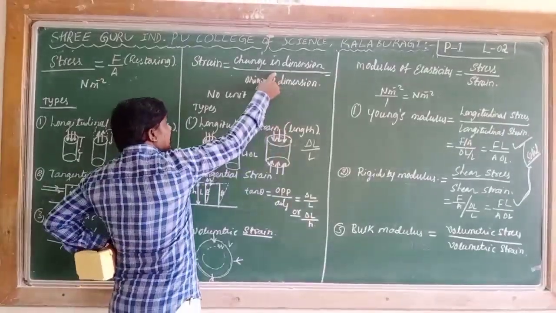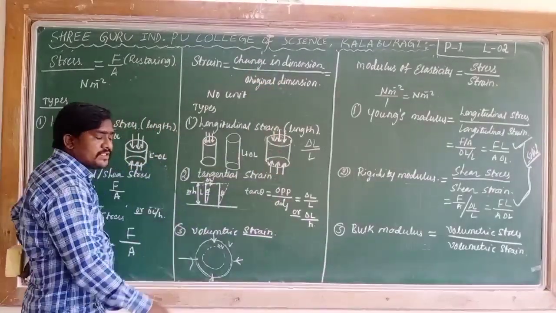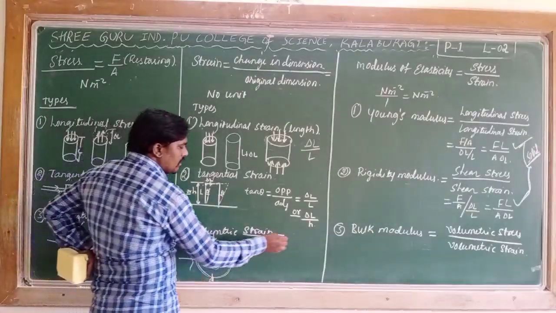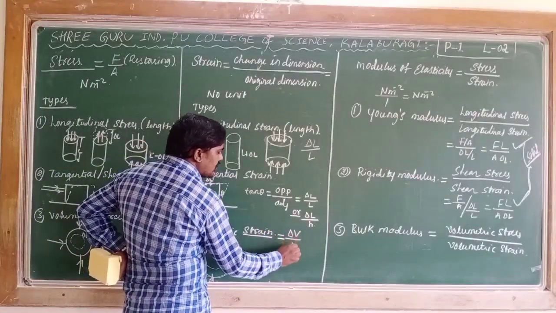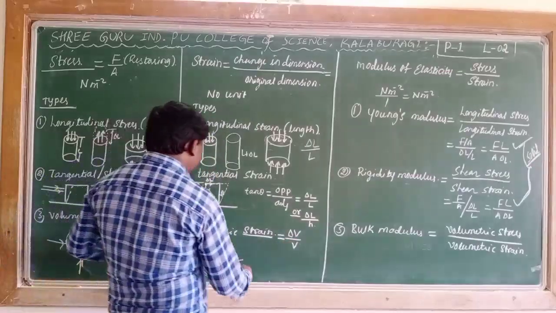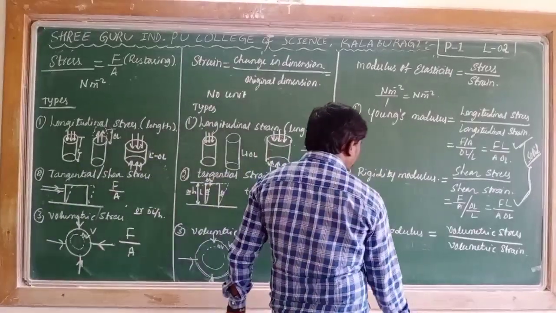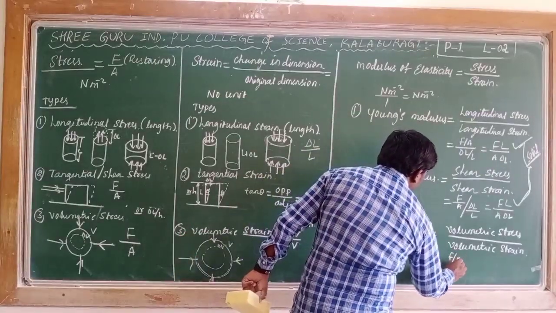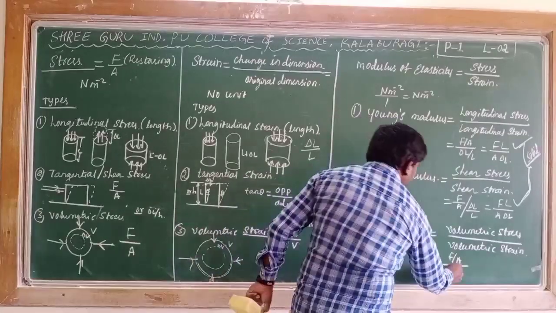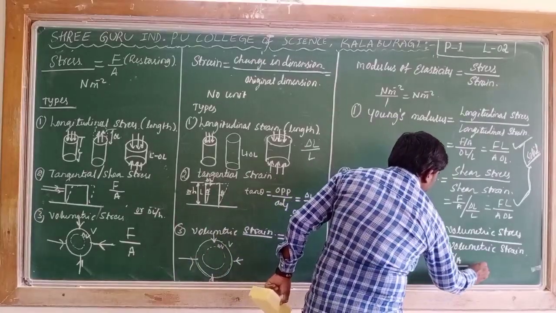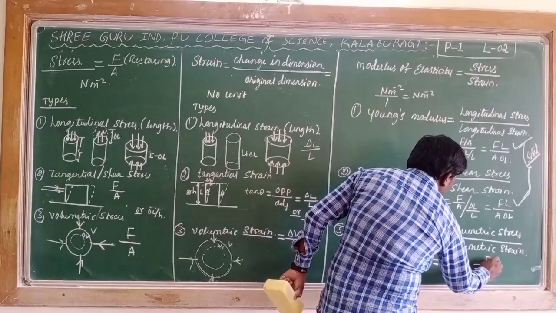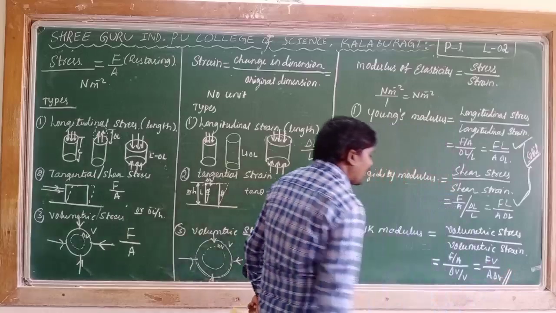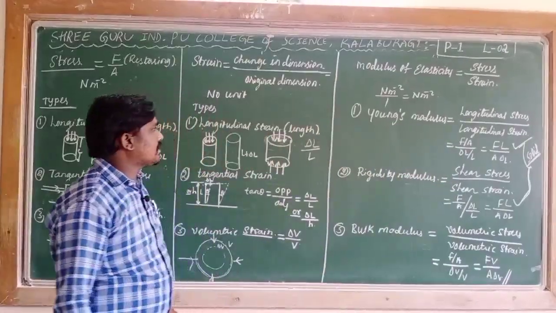What is the definition of strain? Change in dimension by original dimension. Change in dimension means here we consider the volume. Change in volume by original volume. Just consider these two and write the formula for bulk modulus. What is volumetric stress? That is force acting per unit area. And what is volumetric strain? That is delta V by V. Finally, FV by A into delta V. We can convert this formula into the form of pressure also.